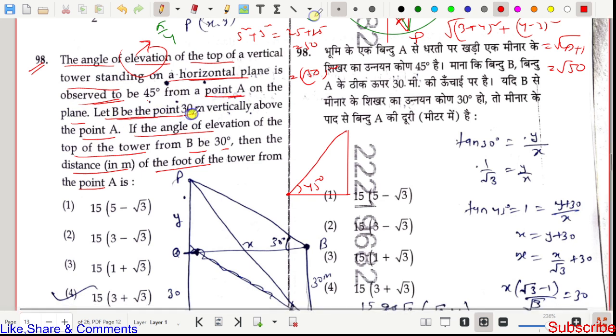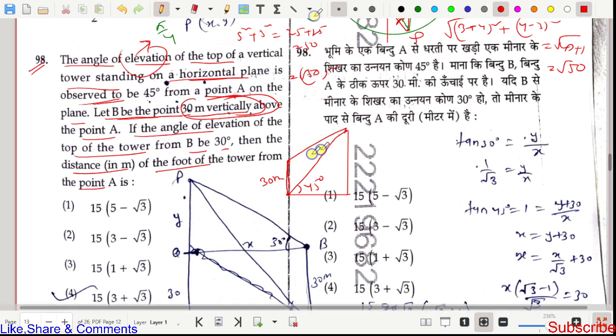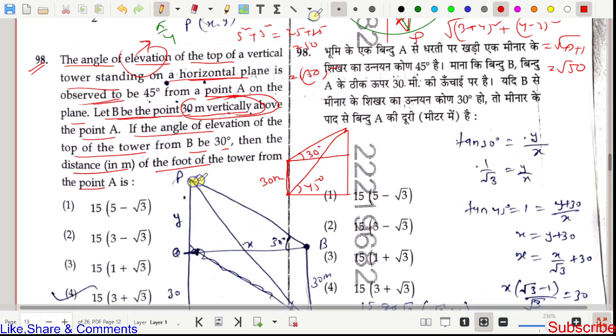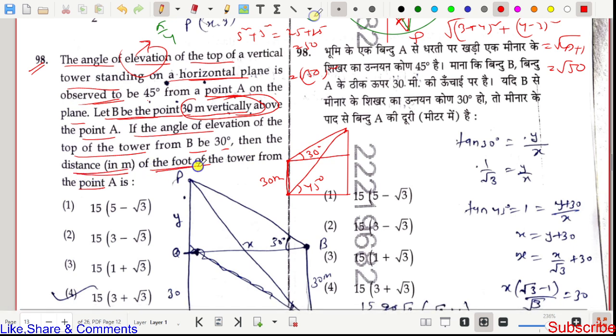Let B be another point 30 meter vertically above A. This line is important: 30 meter vertically above. From this point A, it goes 30 meter up. And from this point, the angle of elevation of the top of the tower is 30 degrees, so we need to draw that horizontal level. Now we have to find the distance of the foot of the tower.